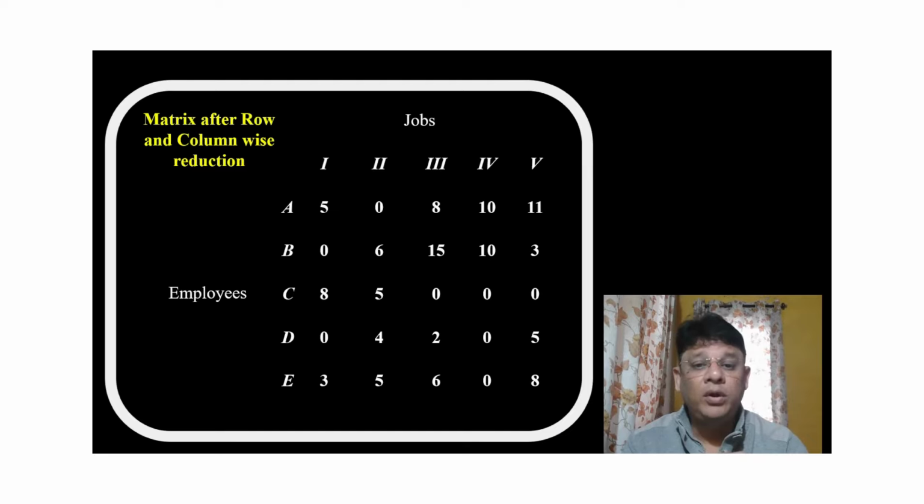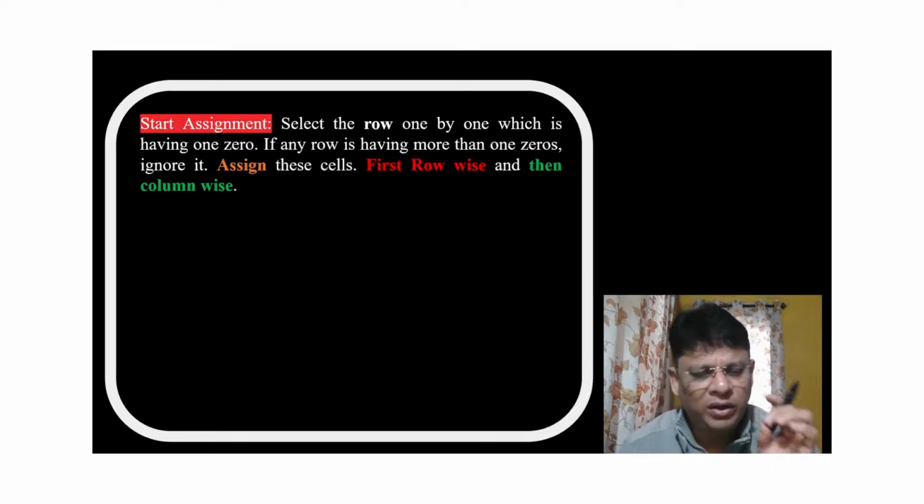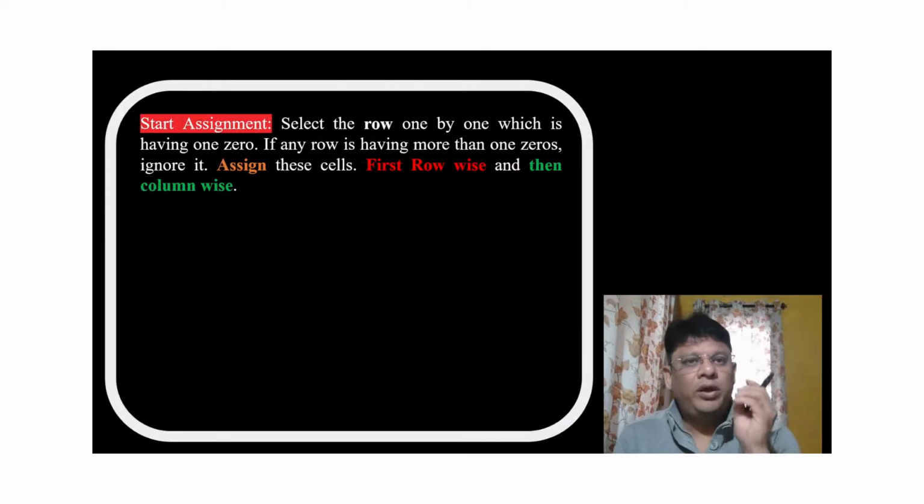Now what you have to do? Once you complete your row reduction and column reduction, now you have to go for the assignment, right? So how will you do the assignment? I'll just check the row, right? So there is a simple rule, you can say. The rule is: if you have any row or column with more than one 0, don't assign, leave that, right?